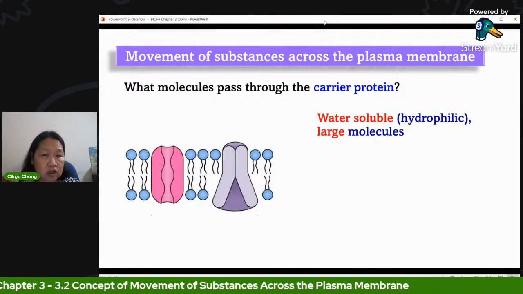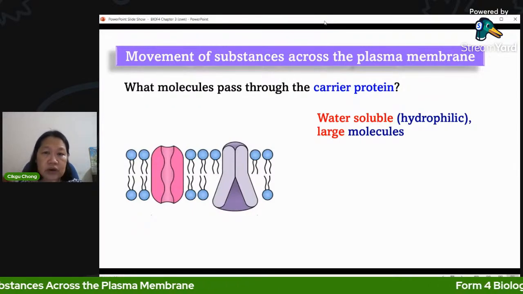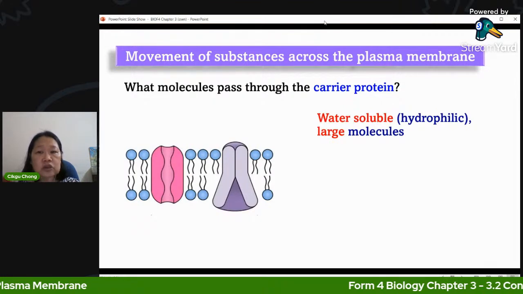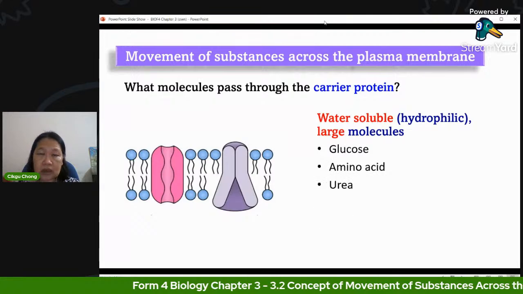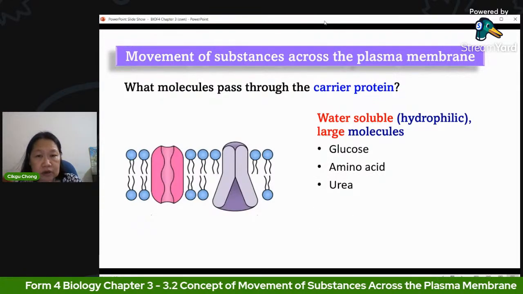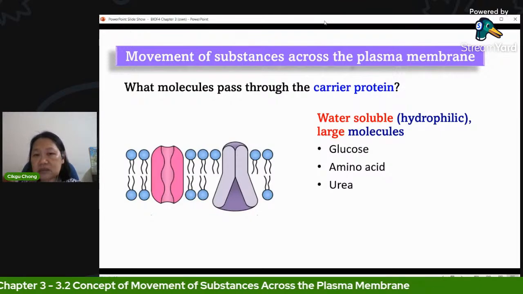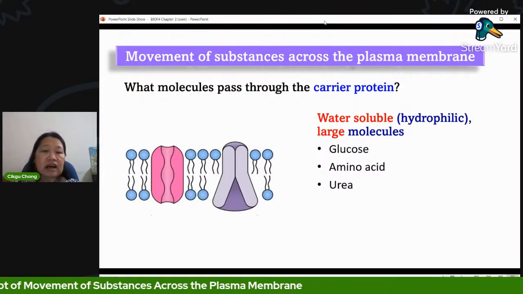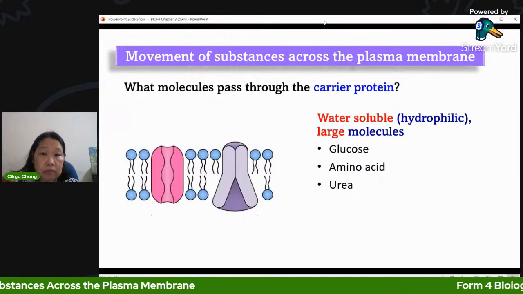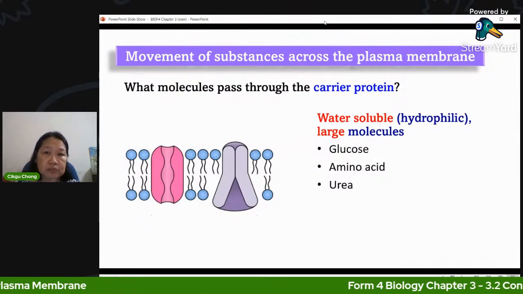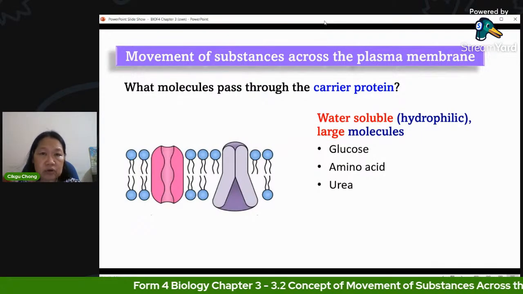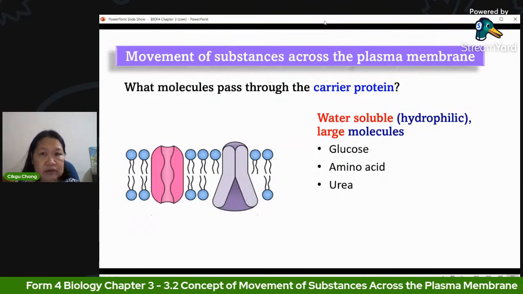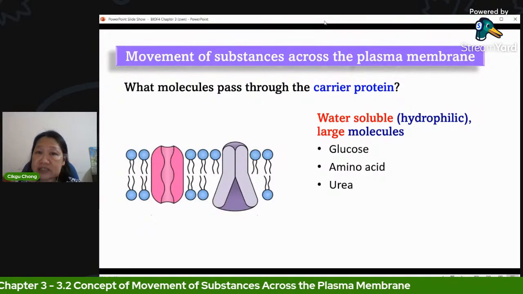First of all, they are large and water soluble. Examples of large water soluble molecules are glucose, the sugar, all these sugar molecules, and then amino acid and also urea. These are a few examples that you just need to remember. Of course, there will be more, but you don't need to remember the entire spectrum. You just need to remember those which are commonly asked in your Form 5 or SPM. At this level, it will be those very common few examples.